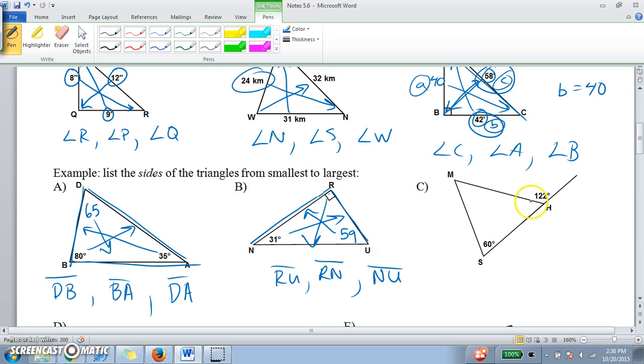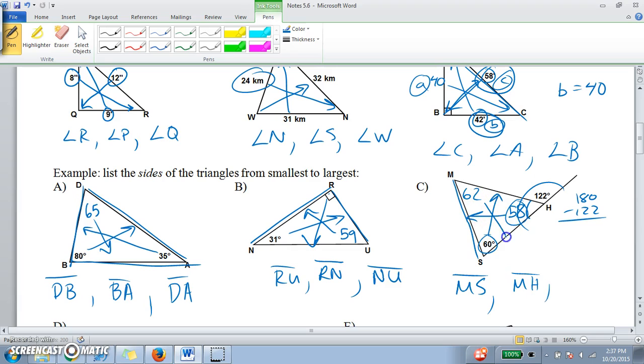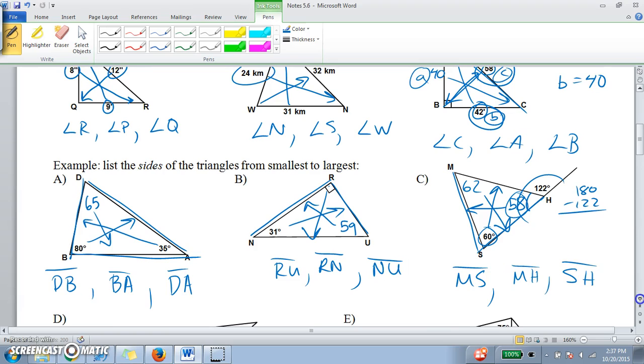This one, first we've got to figure out this angle right here in order to figure out this angle right here. So 122 is an exterior angle. If we subtract it from 180, because these two things add up to 180, we get 58 right here. And then if I add 58 and 60 and subtract that from 180, I get 62 for N. So here, 58 is the smallest number. MS is the smallest side. 60 comes next, so MH comes next. And 62 comes last, so the side across from that, SH, comes last.